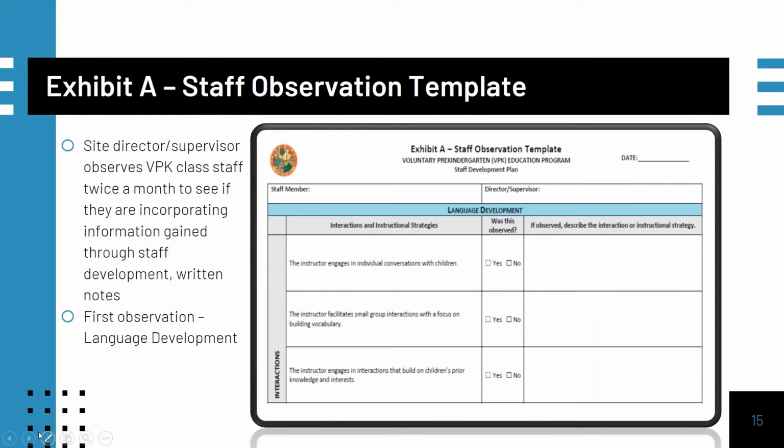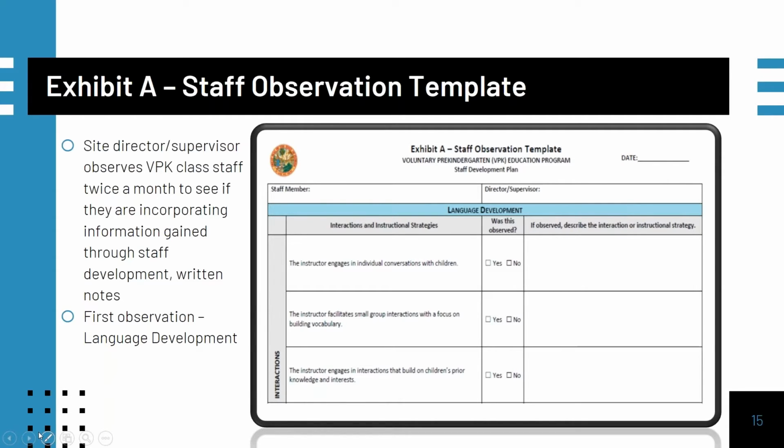So this is what Exhibit A looks like. It's the staff observation template. So the site director or supervisor is going to observe the VPK class staff twice a month to see if they are incorporating the information gained through staff development. So your first observation that you're going to conduct is going to be on language development.